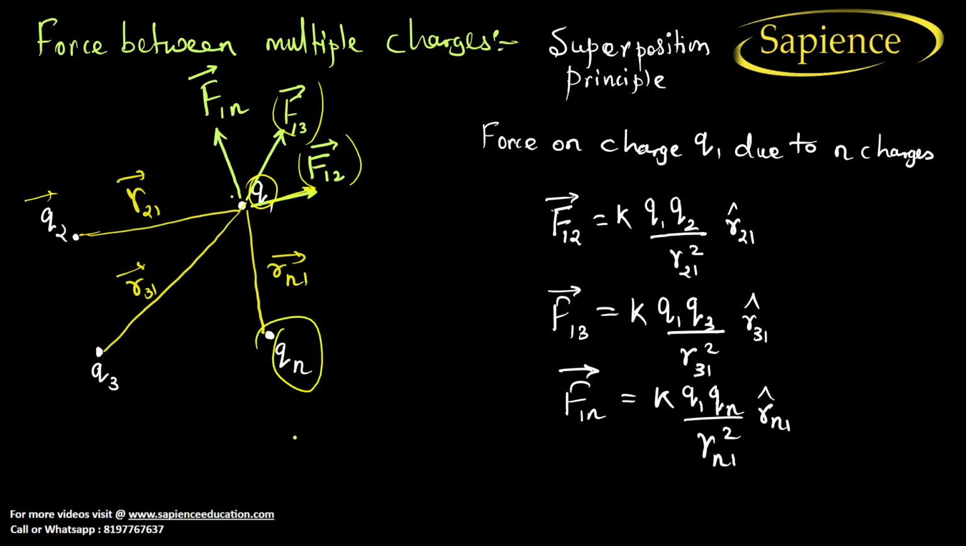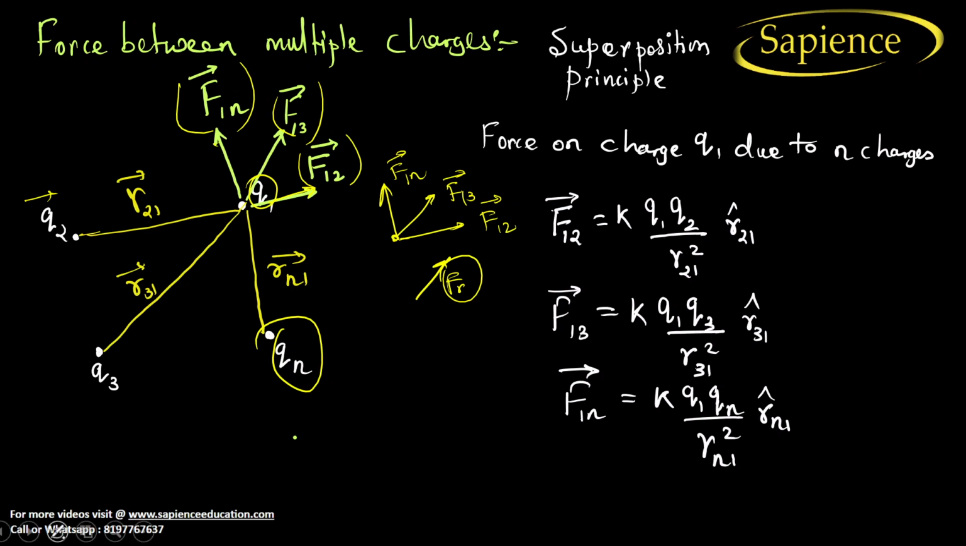Force due to nth charge will be F1n. All these three forces are acting in different directions, but since forces are vector quantities, you need to add them vectorially. So this is F12, this is F13, and this is F1n. We can add them vectorially and get the resultant force FR. In this way we can find the force due to multiple charges.